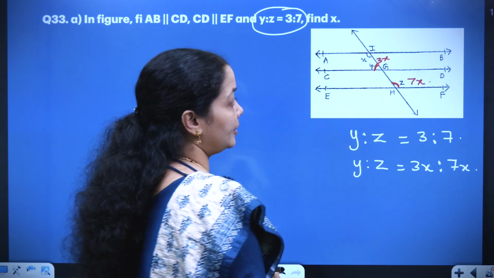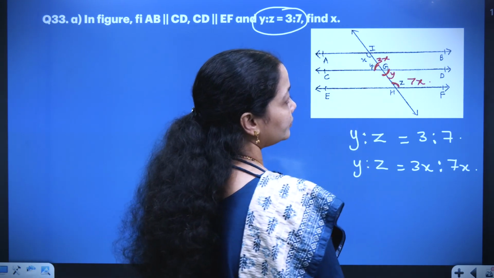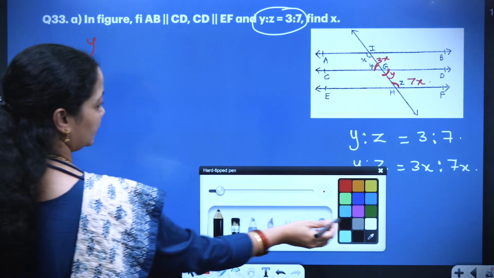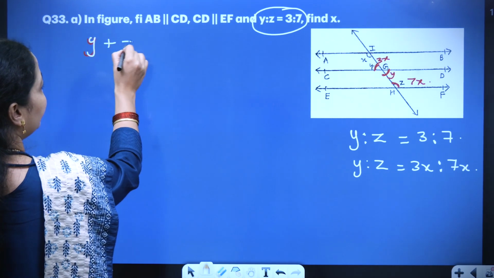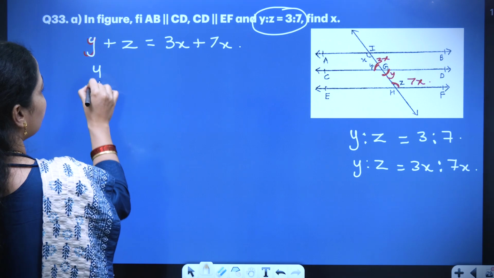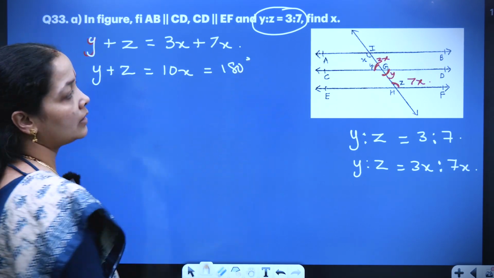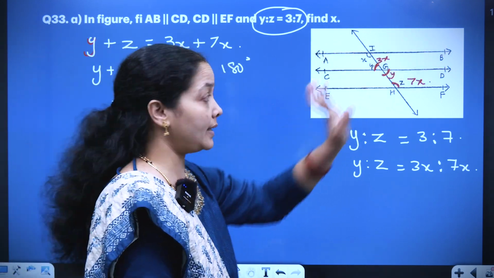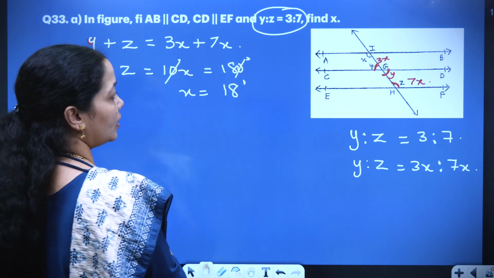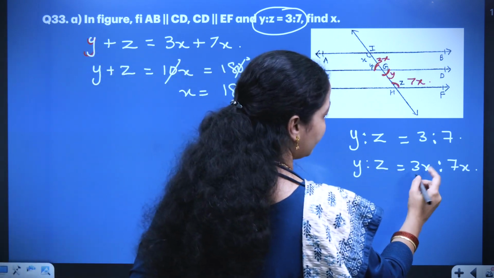Now I have told you many times, if I count this line, vertically opposite angle, this is also y. So when I add these two, y plus z will always be equal to 3x plus 7x. So y plus z is 10x, which should be equal to 180 because they are co-interior angles between the set of parallel lines. Therefore, x is directly equal to 18 degrees. Zeros and zeros are gone here. x is 18.